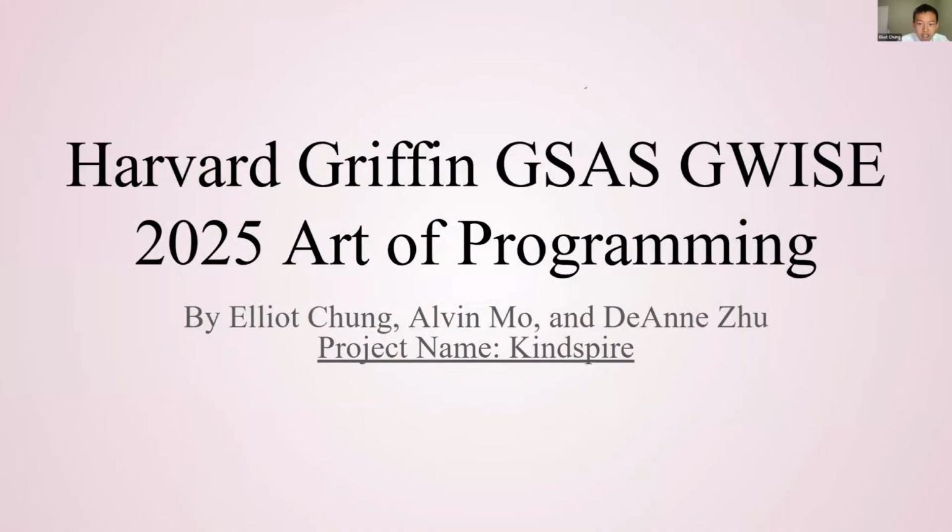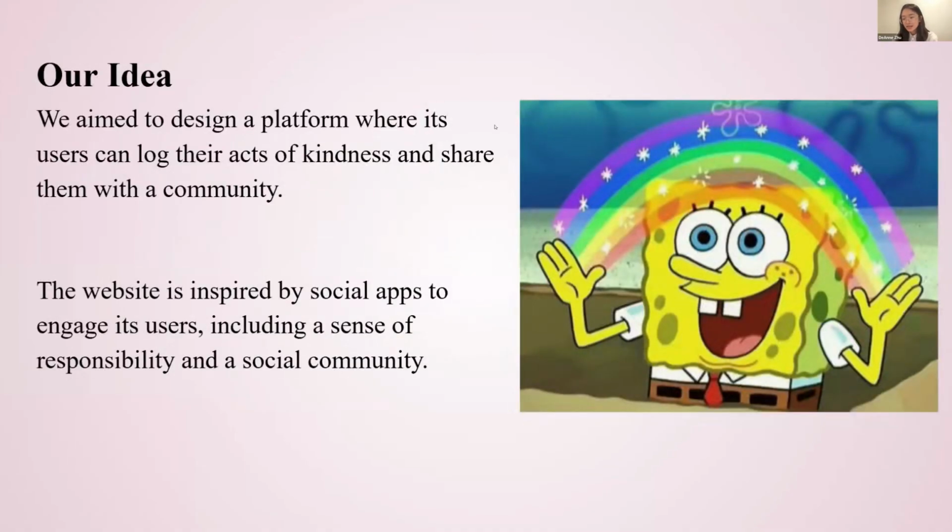Okay, so this is our project called KineSpire for the 2025 Art of Programming. My name is Elliot Chung. I'm Alvin Mo. And I'm Deanne Zhu. So our idea was to design a platform where its users can log their acts of kindness and share them with the community. The website is inspired by social apps to engage its users, including a sense of responsibility and a social community.